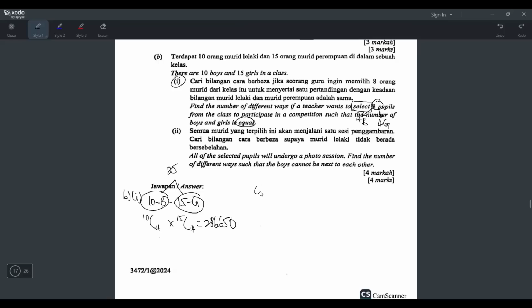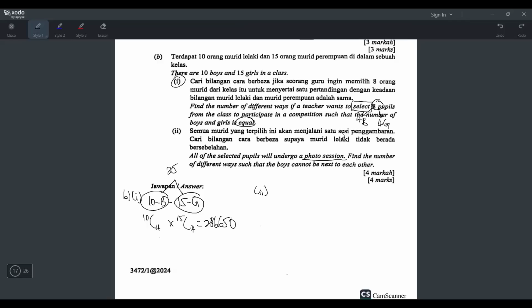Okay, let's do question 2. Question 2 says all of the selected pupils will undergo a photo session. So they want to take photo. Find the number of different ways such that the boys cannot be next to each other. Does this one use C or P? Actually, this one has to use P, because if you are sitting to take a photo, the arrangement will be important.